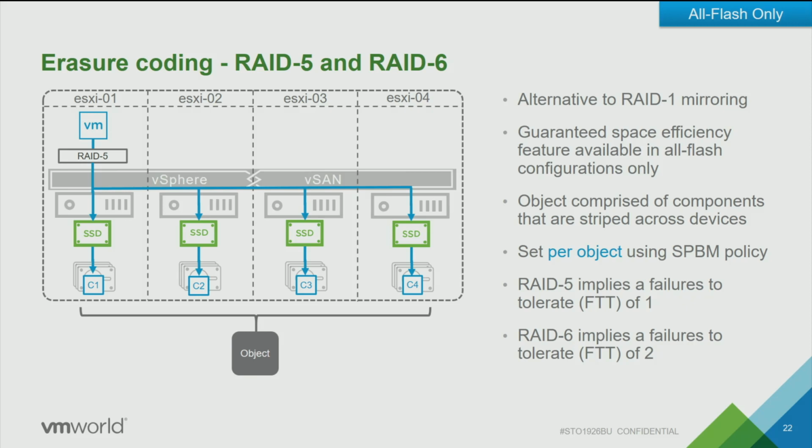So from this, RAID 5 becomes your failure tolerance of 1 when you set this as a protection method. RAID 6 is an implied failure tolerance of 2. So note, these are only supported on all flash. And the reason for that is we wanted to make sure that when we deliver features, we don't deliver features that, if you turn them on, there's a good chance of you having a bad experience at some point.